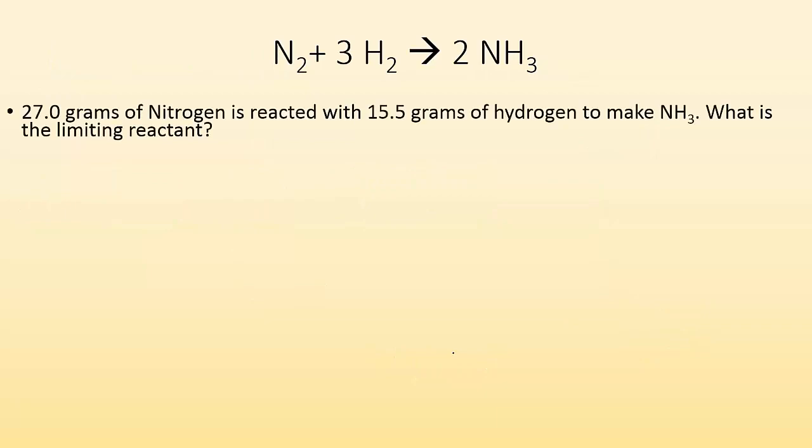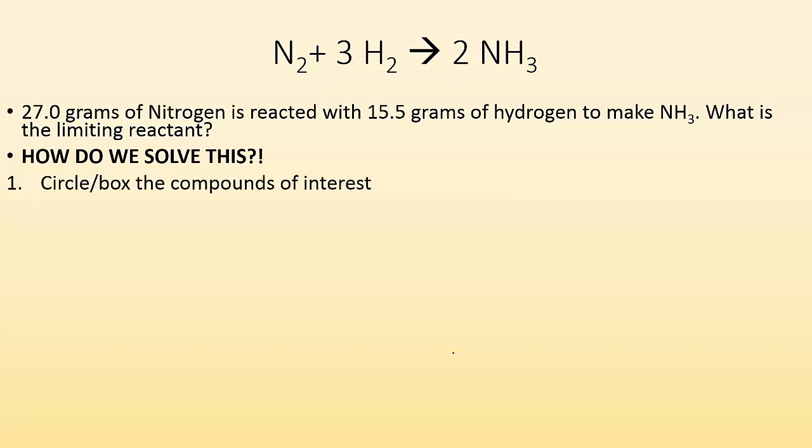So let's take a look at another scenario. It says 27 grams of nitrogen is reacted with 15.5 grams of hydrogen to make NH3. What is the limiting reactant? So how do we even go about solving this? Well, first thing that we're going to do is we're going to circle and box the compounds of interest. This is a little trick that I do, and I highly recommend everybody do it.